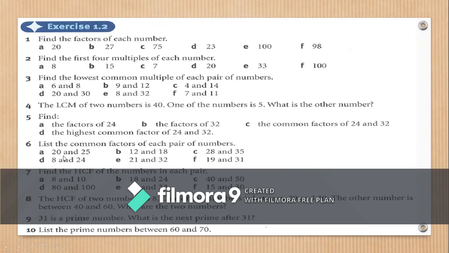After that he said the LCM of two numbers is 40. One number is 5, what is the other number? So he just gave us the answer.